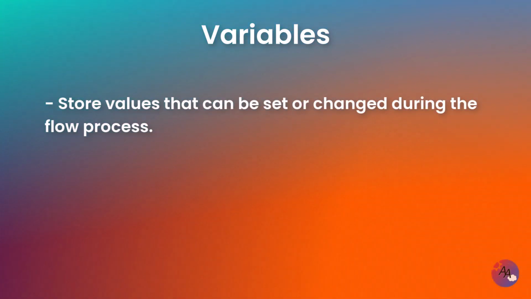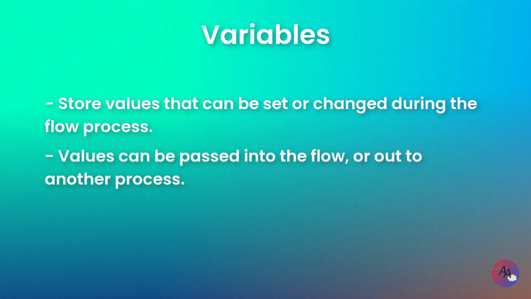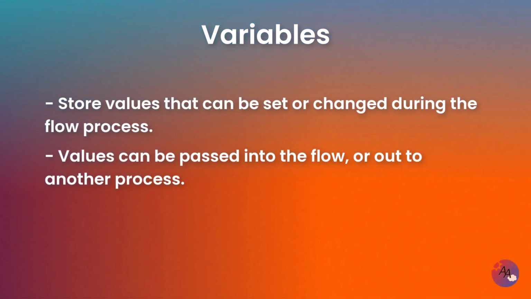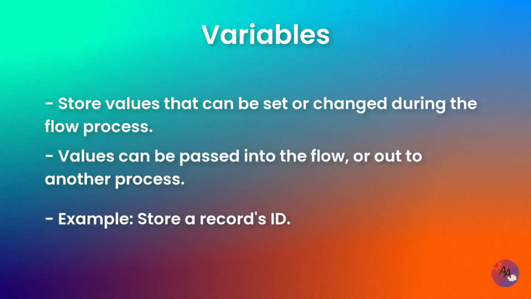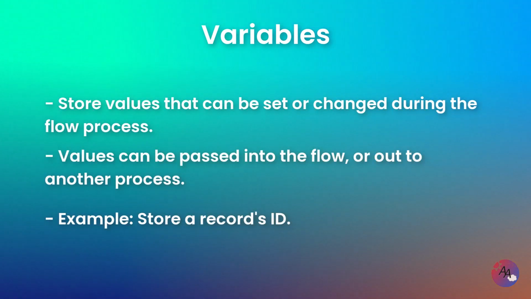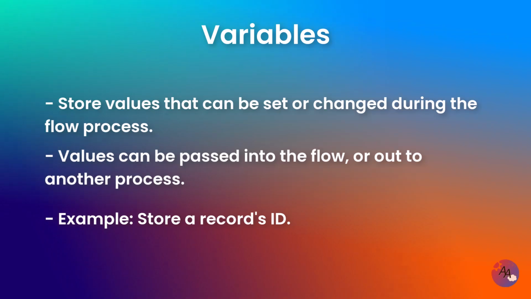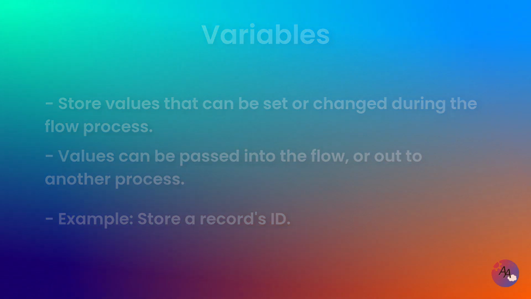Variables store values that can be changed throughout the flow. Variables are also used to store values passed into the flow, as well as values that will be passed out from the flow. They are the most common type of resource a user will create. An example of a common variable is storing a record's ID, such as our previous use case of passing the account ID in to create a case.